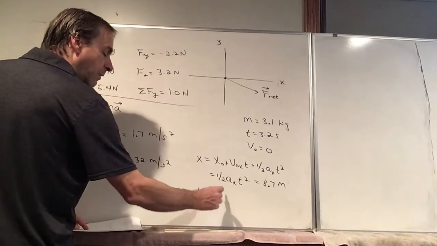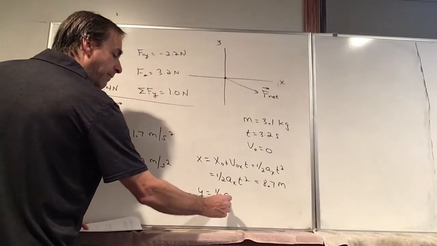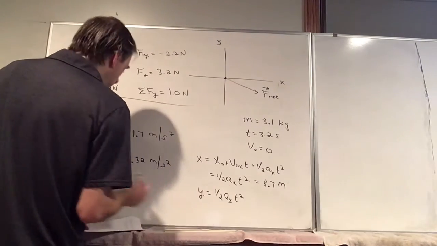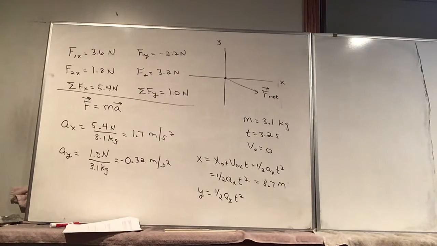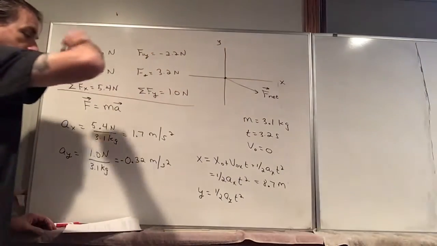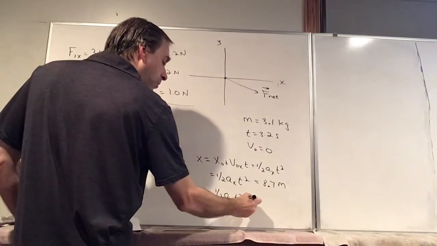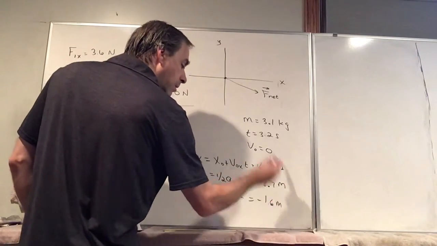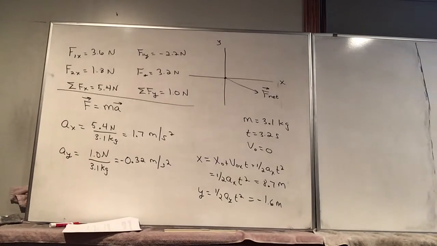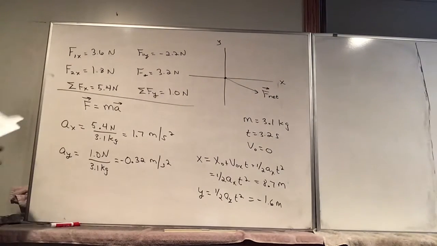And y is just going to be 1/2 ay t squared. Sorry, that's negative. The magnitude was 0.32, but we can see it's going downwards. And so the y coordinate would be minus 1.6 meters. So again, at that time, 3.2 seconds. All right, so let's move on.